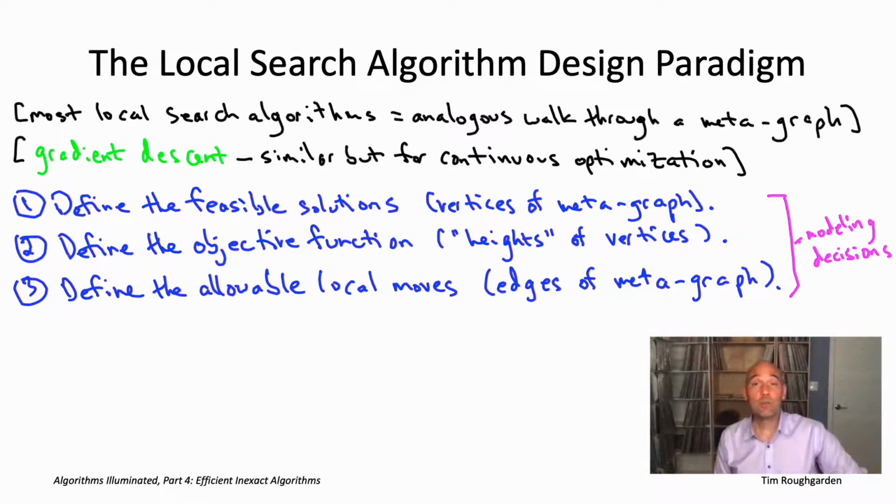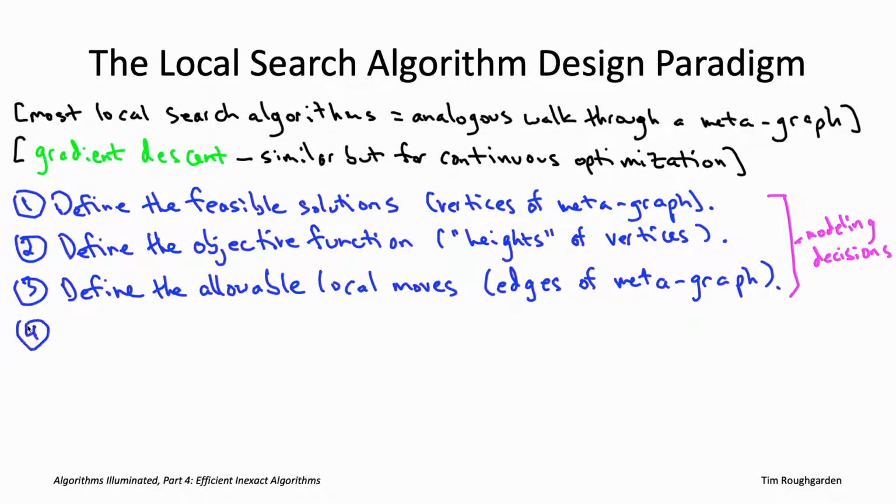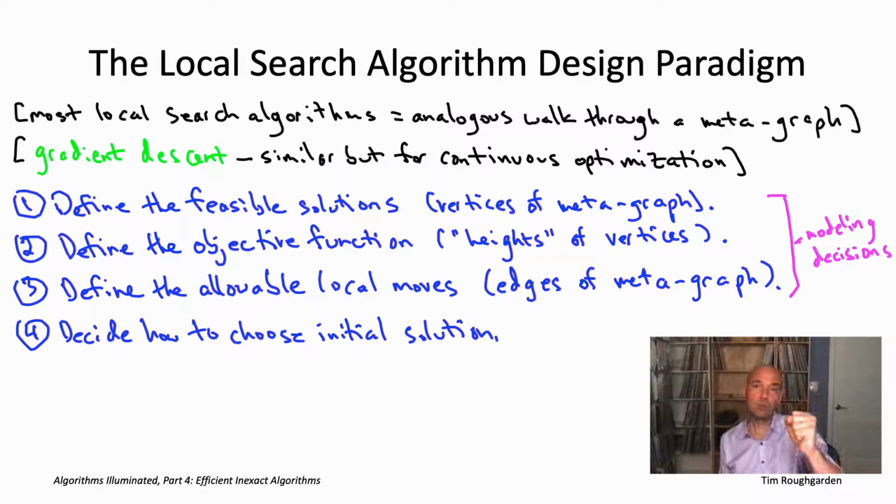Now, even after you've fully defined your metagraph, you have a couple decisions you need to make that are more algorithmic in nature. All right, so step 4 is you need to answer the question of how you are going to initialize the local search algorithm. That is, from which feasible solution are you going to start this walk through this metagraph? For example, in our TSP case study, we normally thought of starting from the output of the nearest neighbor heuristic. Of course, we could have made other decisions, but that was the particular initialization step that we made in the last couple videos.